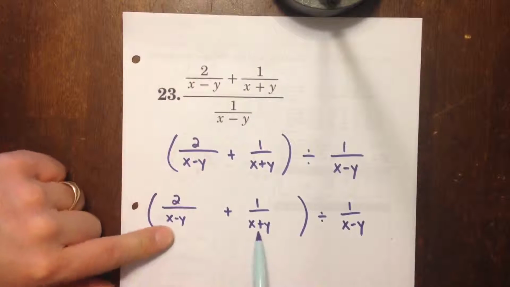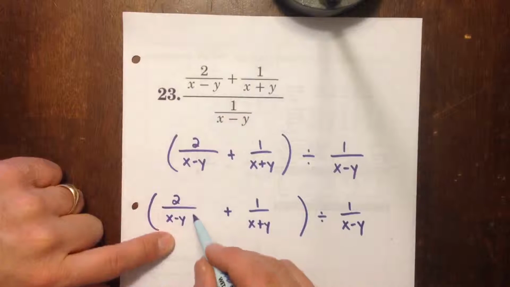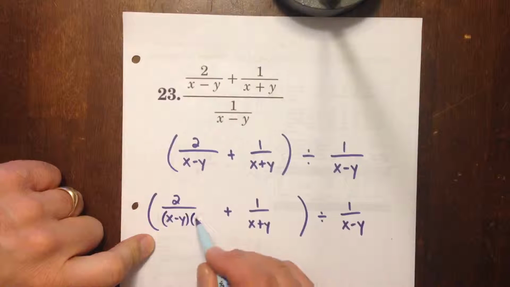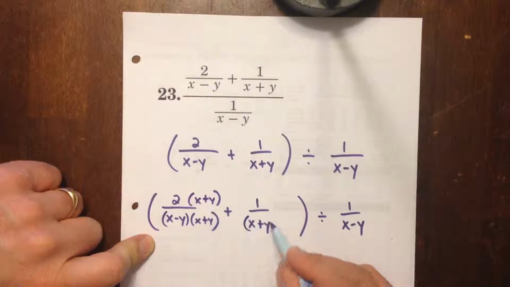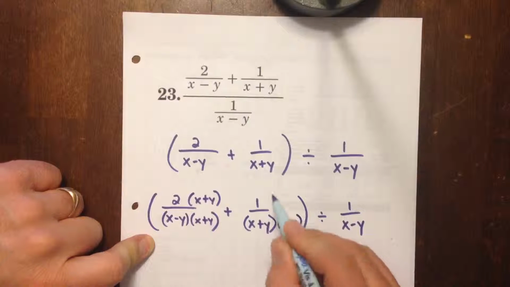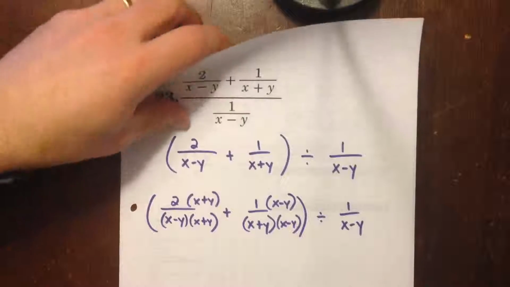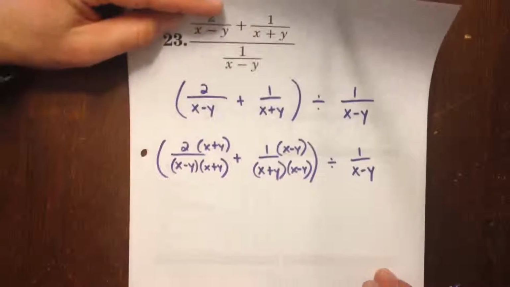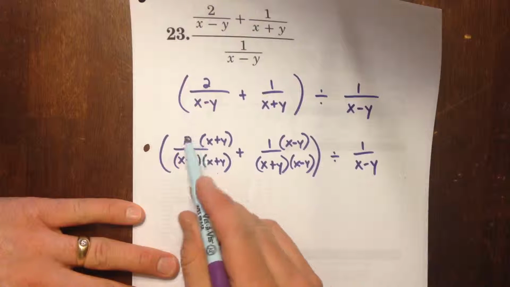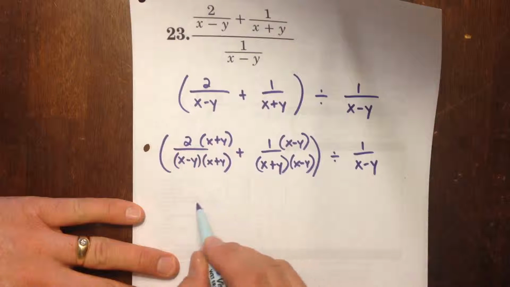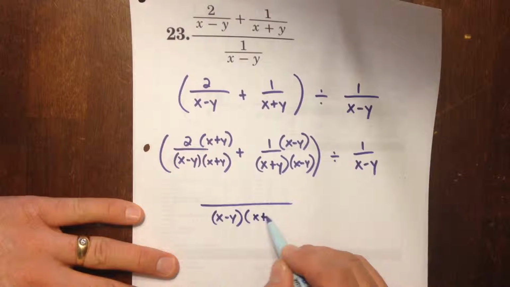This one, you might be thinking that all I have to do is switch the sign in the middle, but it's just not going to work out. So you have to multiply this one by x plus y and multiply this one by x minus y. There's really no simple trick around it. So from there, distribute the 2. So this becomes x minus y, x plus y on the bottom.